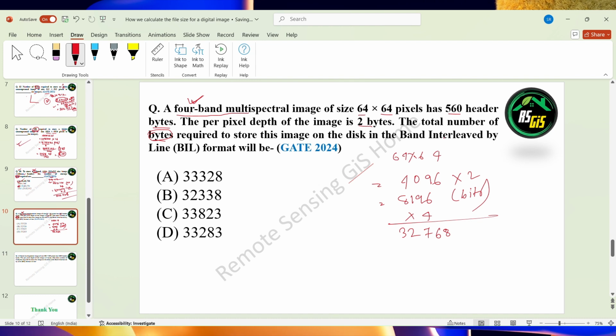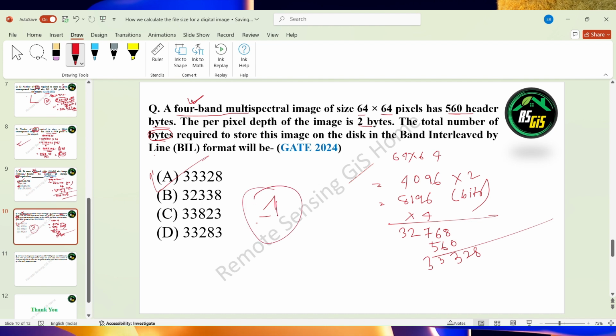Then the extra thing is the 560 header bytes, so you just add 560 to it. So we get the value 33328. So the first option will be the correct answer. This is the previous year's question for 1 mark.